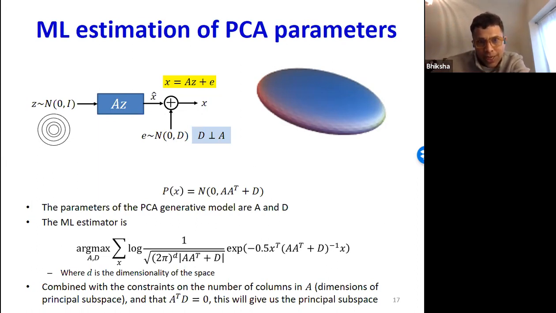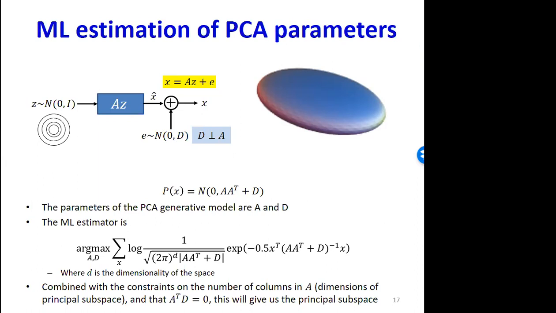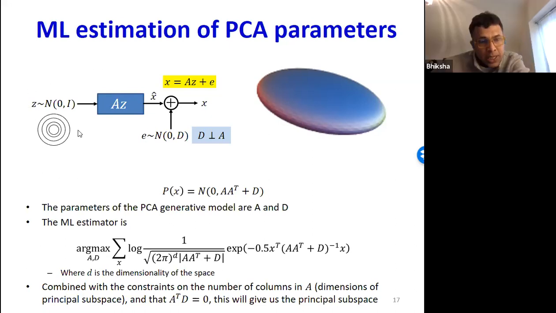Is there a question in chat? Yes, there's a question in chat. The question is, so in the case of PCA, the dimension of Z should be strictly less than the dimension of X. So Z is the dimension of the principal subspace. So it's a subspace. Yes, right?